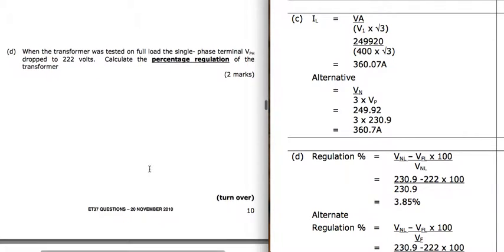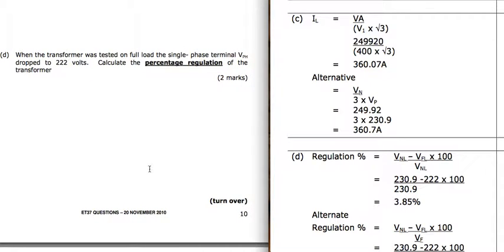When the transformer was tested in a full load single phase terminal, the terminal voltage dropped to 222 volts. So when the transformer is loaded, the terminal voltage goes down because of the impedance of the winding. So that question comes up quite a lot. How much does it go down? Well, we can calculate the percentage regulation. And the regulation is the no load minus the full load, so basically how much it drops, divided by the no load. So there's our no load, 230.9 minus 222.